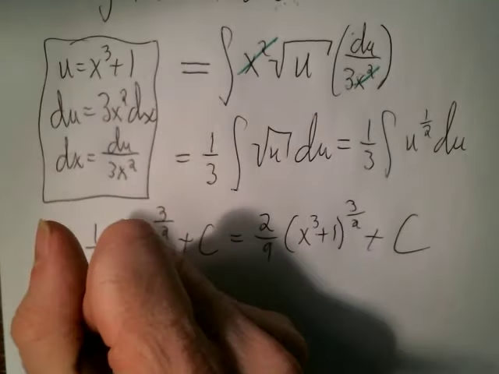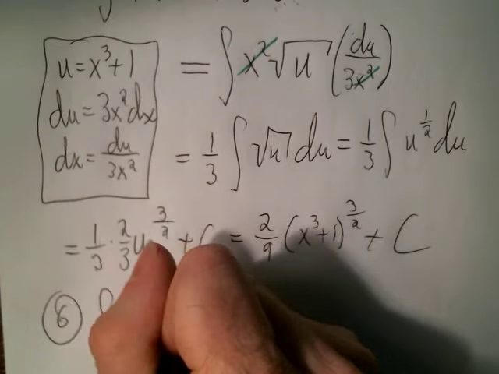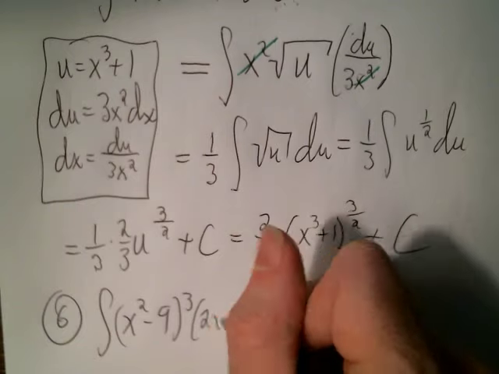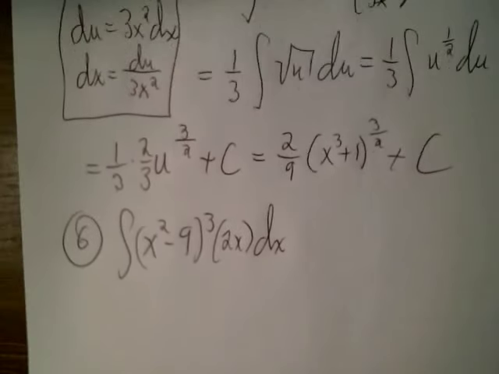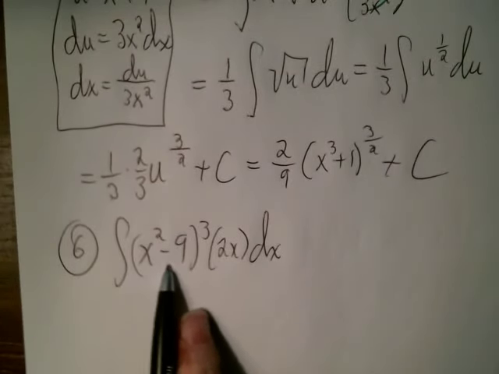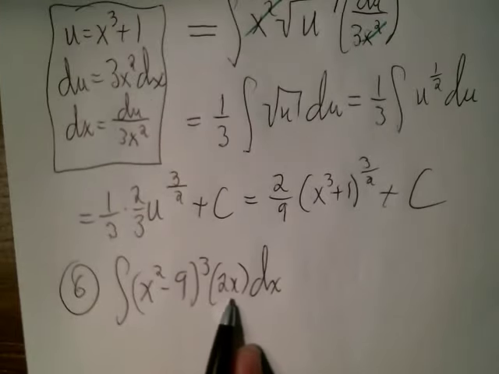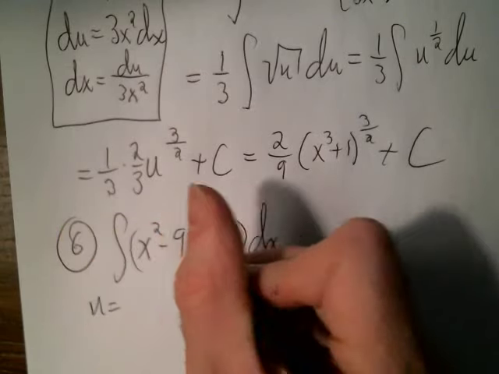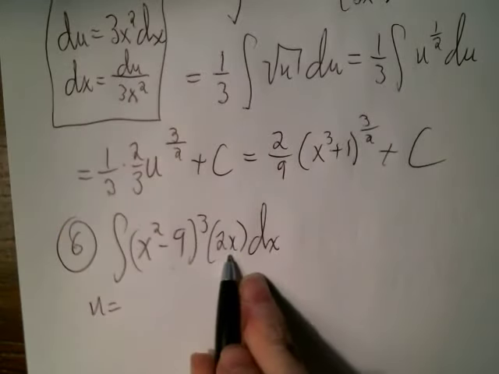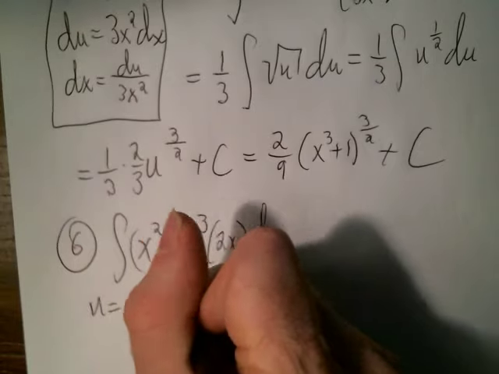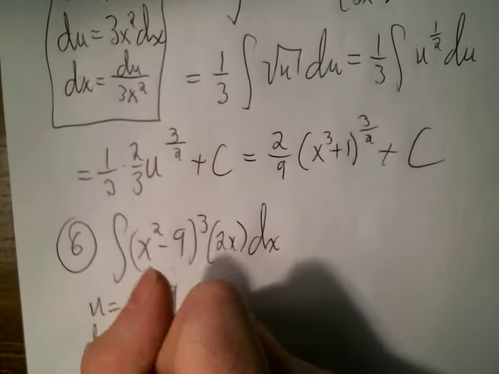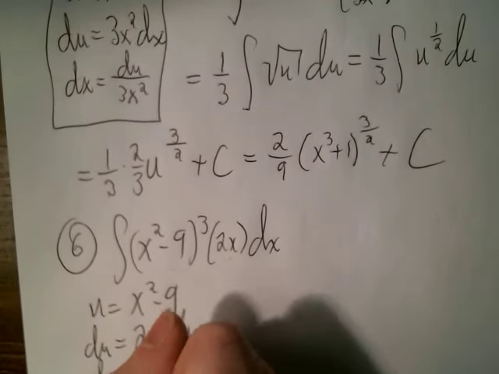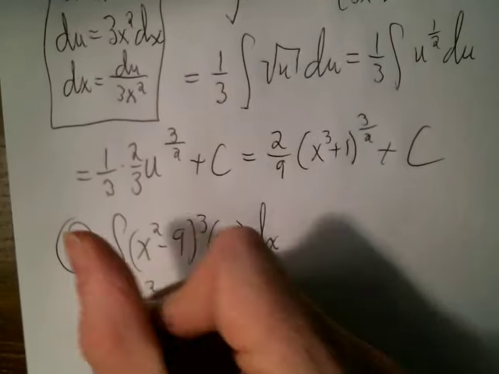Okay, so let's just pound out a whole bunch of these. Number 6, we have the integral of (x squared minus 9) cubed times 2x dx. This one's a little easier because the actual derivative of the u sub will be sitting right here. But let's do it the way I'm trying to teach you. So u is equal to this stuff, because I know the derivative is sitting right here. So x squared minus 9. Du will be 2x dx. In other words, dx is du all over 2x.